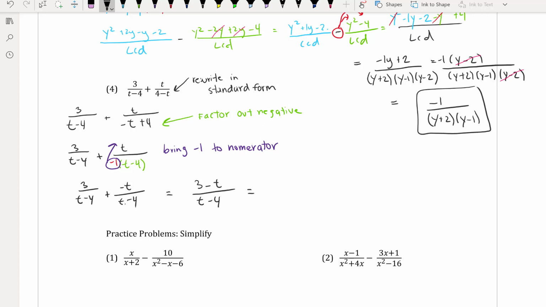And if I want to rewrite that in standard form, that would be -t plus 3 over t minus 4. And if you wanted to go a step further, it would be -1 times t minus 3 over t minus 4 as my final answer. But really, I would be okay with the step before that. -t plus 3, that's fine. I just like to keep everything with my leading coefficient positive whenever possible. Okay?